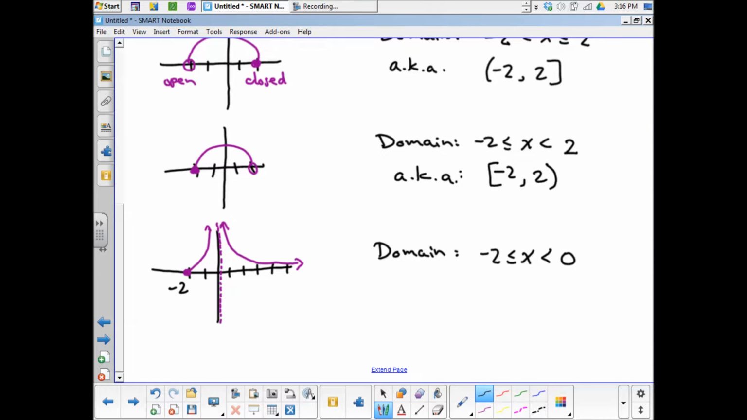So notice that the vertical asymptote is at x equals 0. And the graph never actually contacts that line. That is a vertical asymptote. We don't allow a graph to actually touch that. Okay, so we would not include 0. But this isn't the whole domain. You can't just say -2 is less than or equal to x is less than 0.